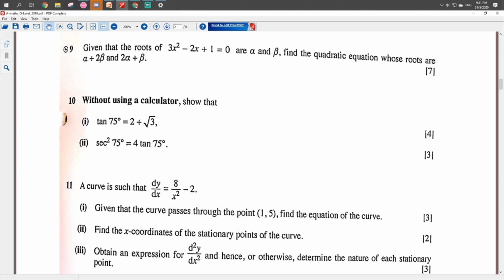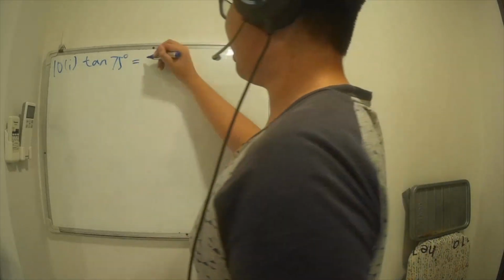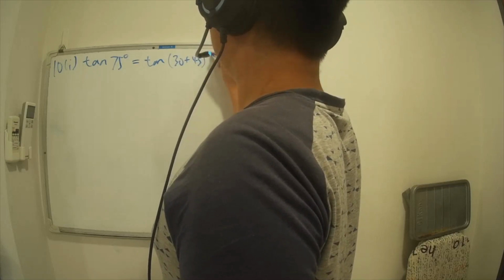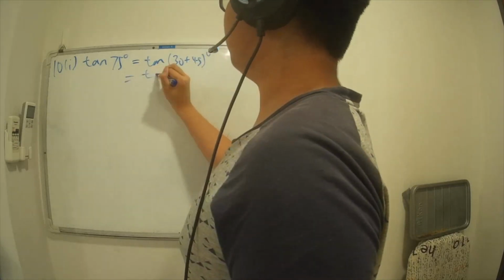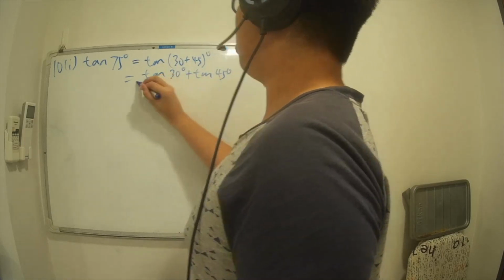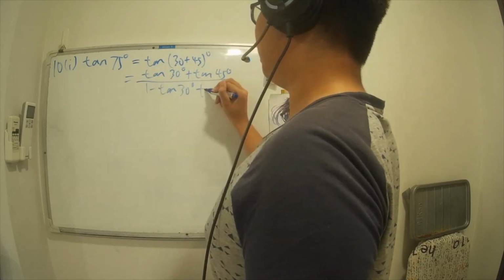So question 10, the first part says, without using a calculator, show that tangent 75 degrees is equal to 2 plus square root 3, right? Okay, so for this, we will use our addition formula, right? This is tangent 30 degrees plus tangent 45 degrees, over 1 minus tangent 30 degrees, tangent 45 degrees.